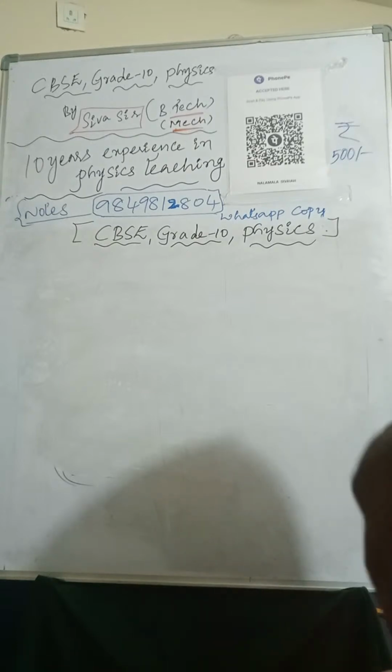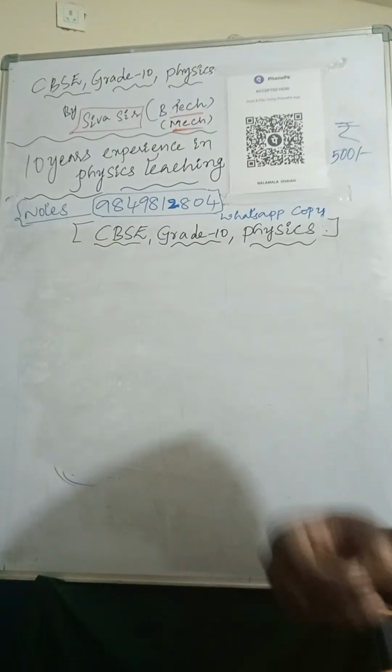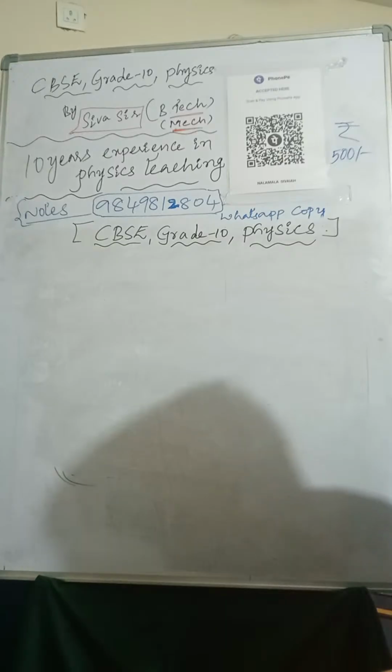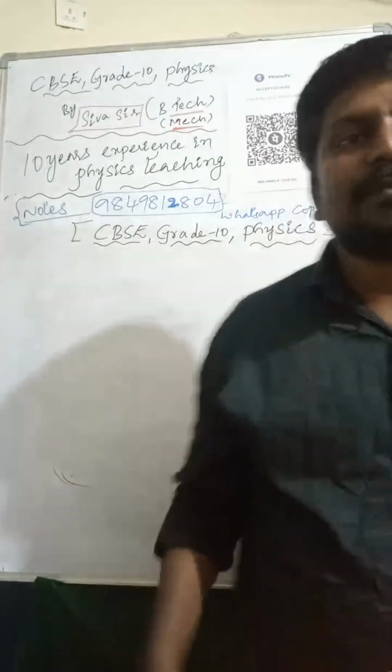Okay, so in the previous class we discussed all the chapters, right? Light reflection and refraction, human eye and colorful world, electricity, and magnetic effects of electric current. As I said, all those chapters. Now we will completely work on today's topic, the light reflection and refraction chapter.